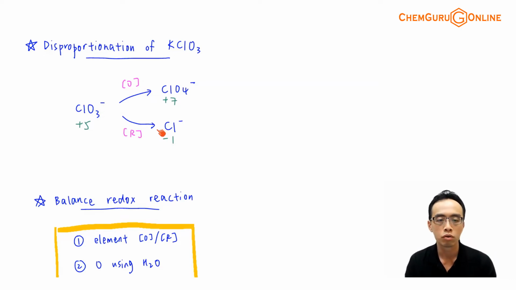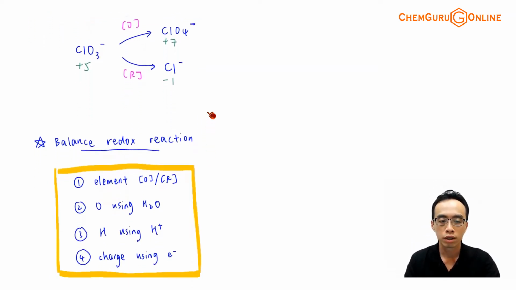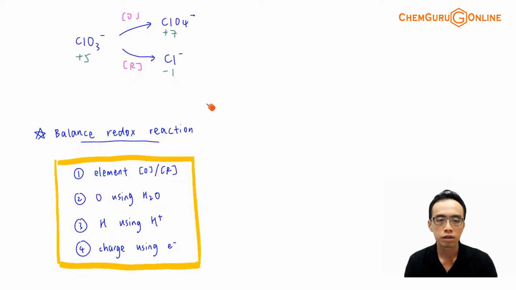So the next thing we want to do is write down this overall balanced equation. And how do we do that? We actually use the half equation method. First, we have to write down the half equations, one in terms of oxidation and one in terms of reduction. Then for each of these half equations, we will use the following 4 steps to write it down. After that, we combine the two half equations together. Now let us very quickly run through the 4 steps to balance the half equation.